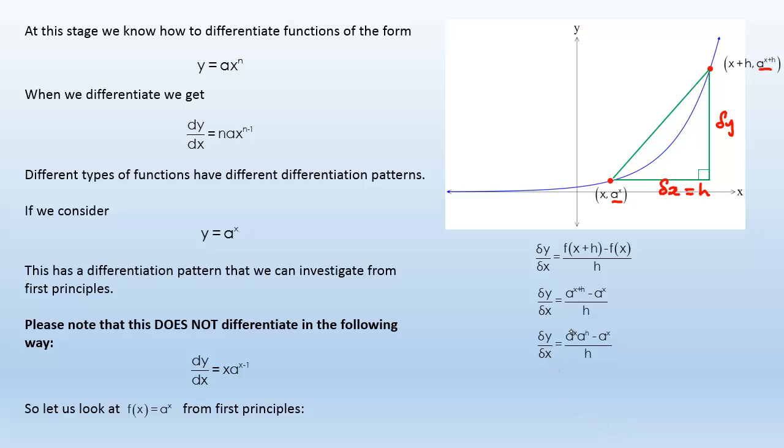Now, remember our index laws. So a to the x plus h is just a to the x multiplied by a to the h. Remember, we would add the indices in this situation. So we can split this a to the x plus h into a to the x, a to the h. And then we have a common factor of a to the x which we can take out. And that gives us a bracket which is a to the h minus 1.